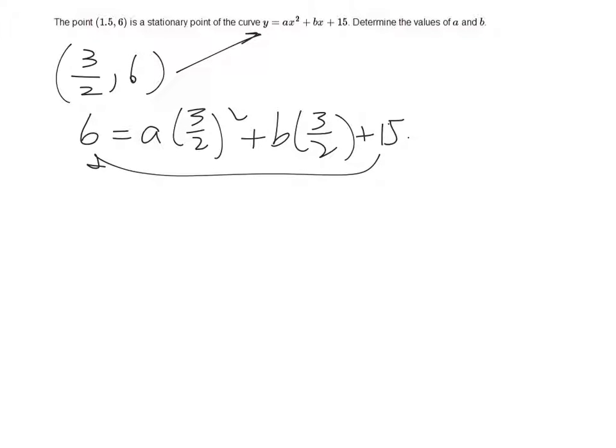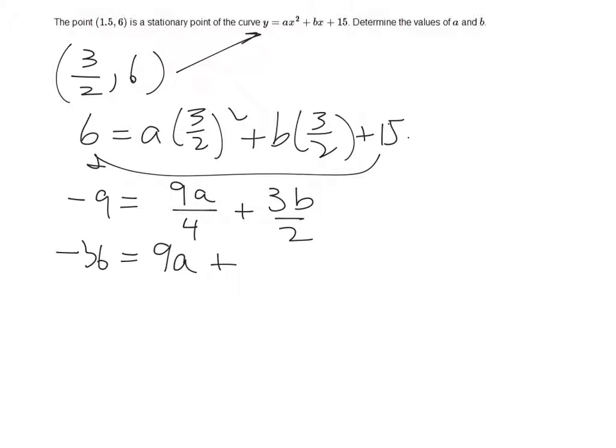We'll bring that 15 over and simplify the rest of it. So we've got 6 minus 15, we end up with negative 9 equals 9A over 4 plus 3B over 2. Now what we do is that we can rearrange this. So I'm going to multiply this all by 4. Then I'm going to get negative 36 equals 9A plus 6B.